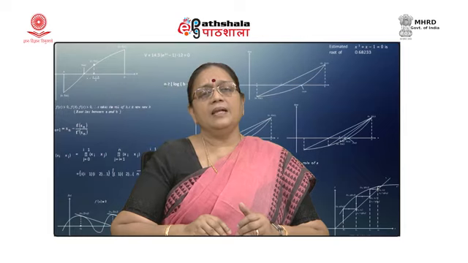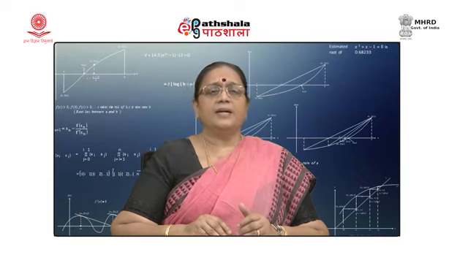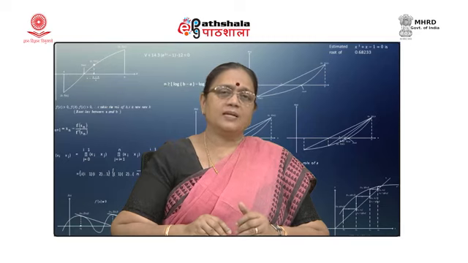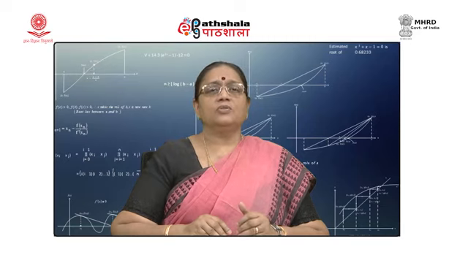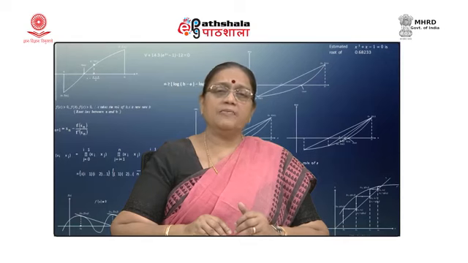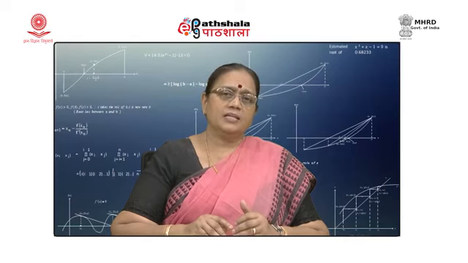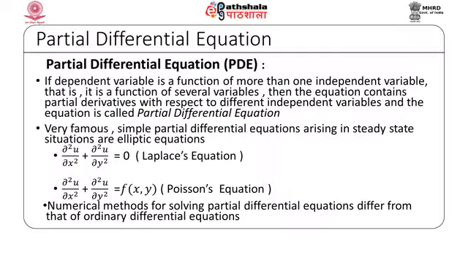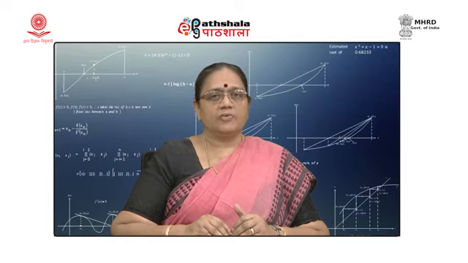And similarly, treating y as a variable and treating x as constant, we get the derivative of u with respect to y, denoted as curly u by curly y. So, these are partial derivatives. Similarly, we get second order partial derivatives, third order, and so on. So, whenever a particular dependent variable is depending upon more than one variable, the equation contains partial derivatives, and such a differential equation is called a partial differential equation.